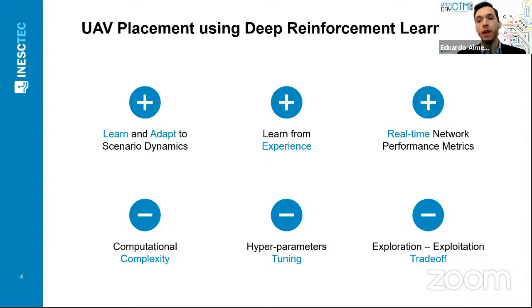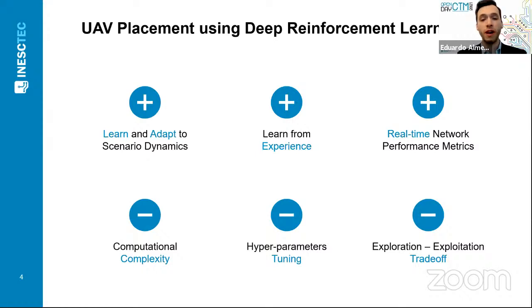Most importantly, we can also use real-time network performance metrics to drive the training process. And in this case, instead of relying on estimates or approximations of this performance, we can instead collect these performance metrics in real time and use them to model either the reward function or the observations that are driving the training process of the reinforcement learning.